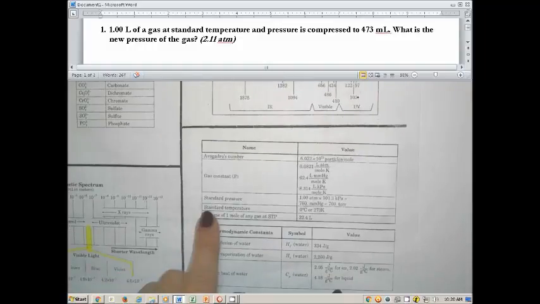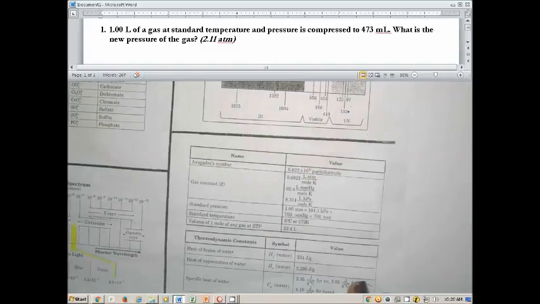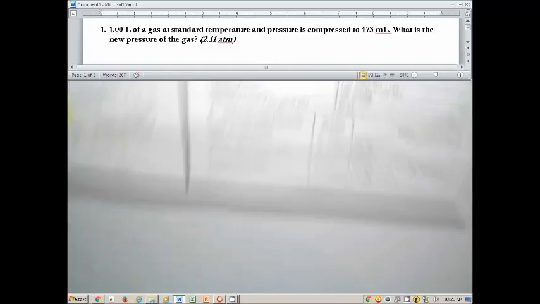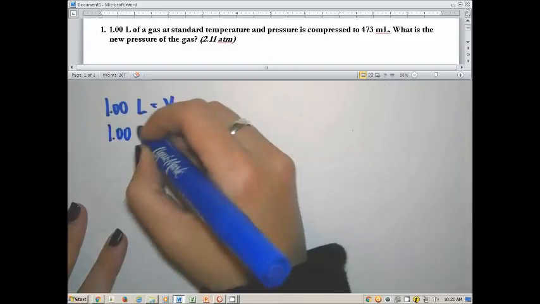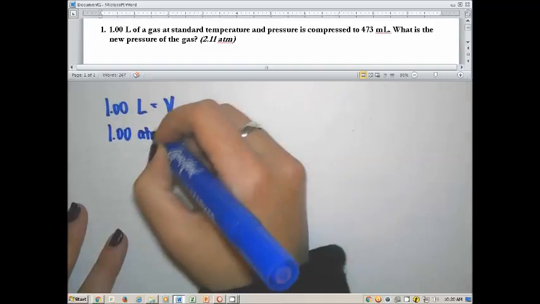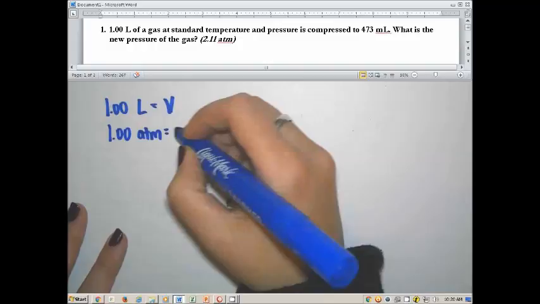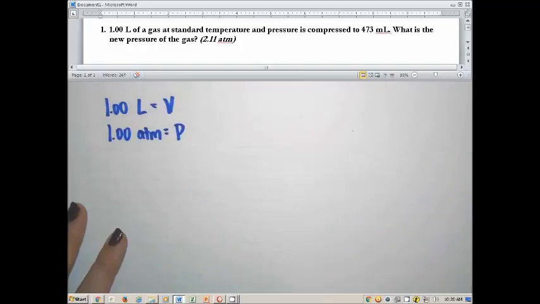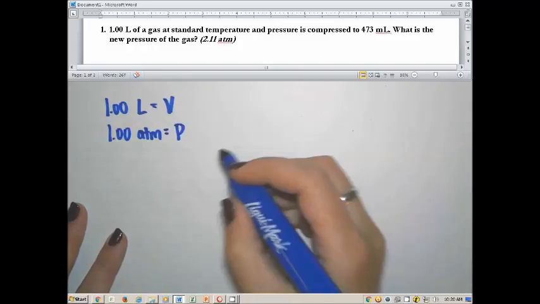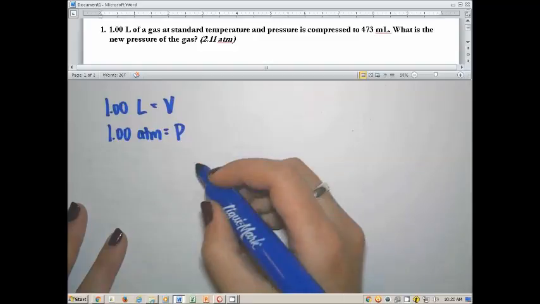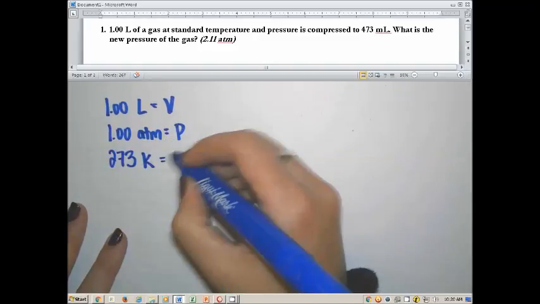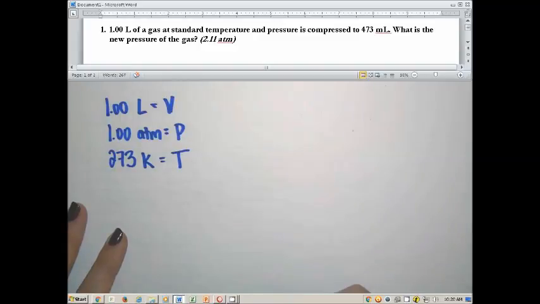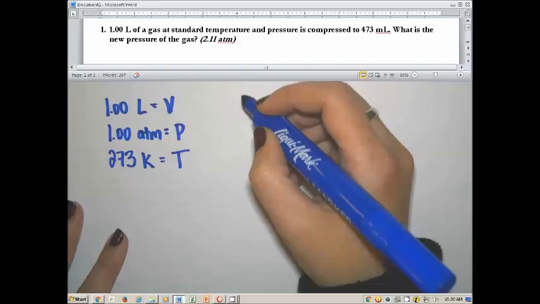And I have 4 standard pressures there that I can choose from in order to solve this. I'm just going to choose the 1 ATM because I like multiplying and dividing with ones. That's a pressure. The problem also says standard temperature, and standard temperature is 273 Kelvin. So there's my T. It says it is compressed. That means it's squished. It's squished down to 473 milliliters.